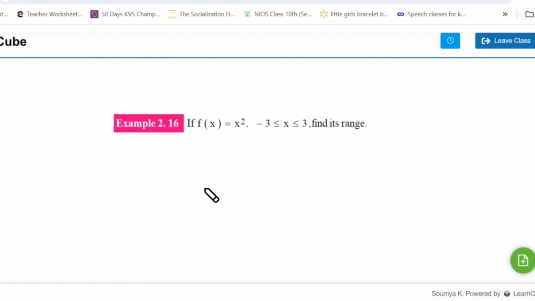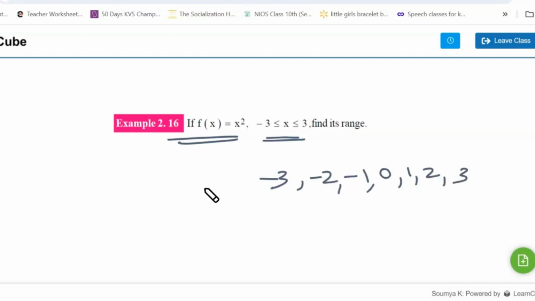This is the given question to you, and similar to the previous question, the range values have to be found given the domain. So -3, -2, -1, 0, 1, 2 and 3. This is the domain, and find the corresponding range for these values. Do this question yourself and comment the answer in the comment section.